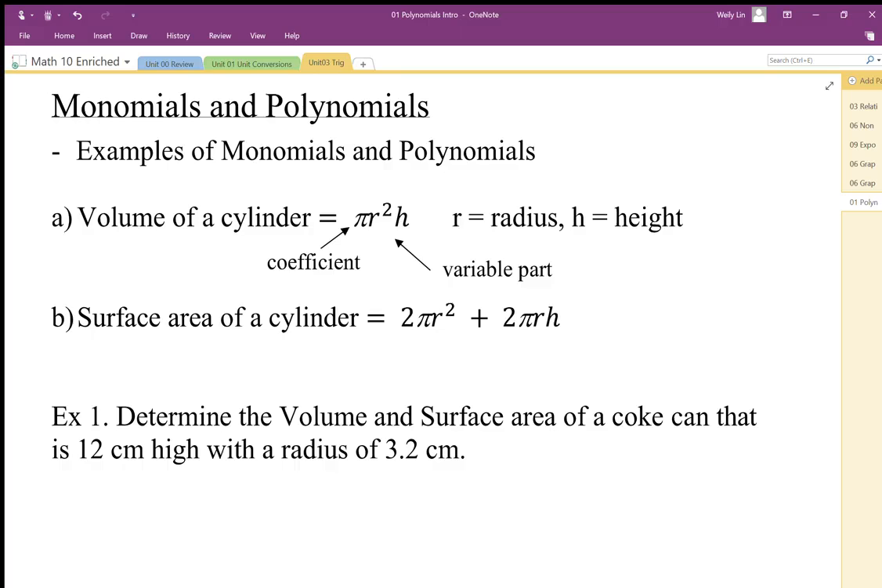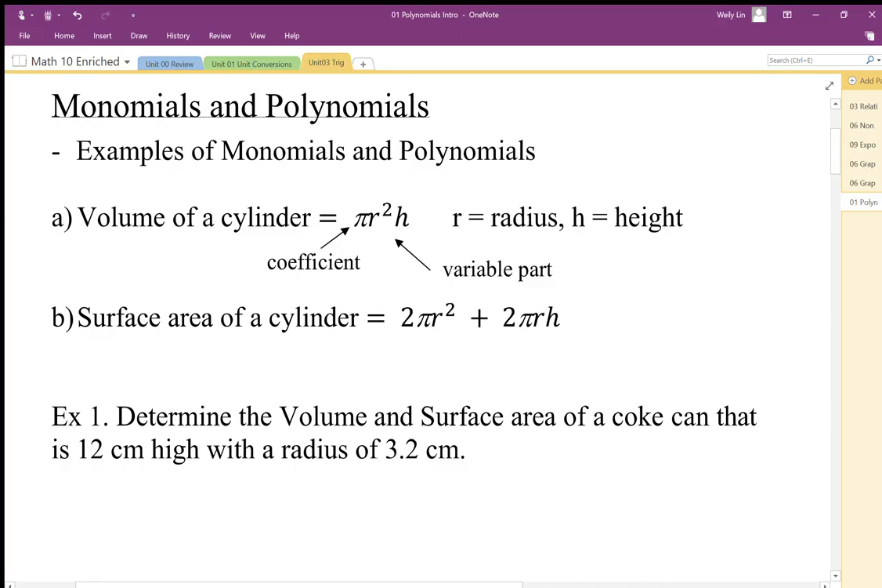A monomial term is any algebraic expression that is grouped together by multiplication. That is a monomial term. Anything that's connected by multiplication is a monomial term. And we have our variable parts here. The r and the h represent the variable parts. And the number part, or in this case pi, is our coefficient. So pi is a number. So that number part represents the coefficient.